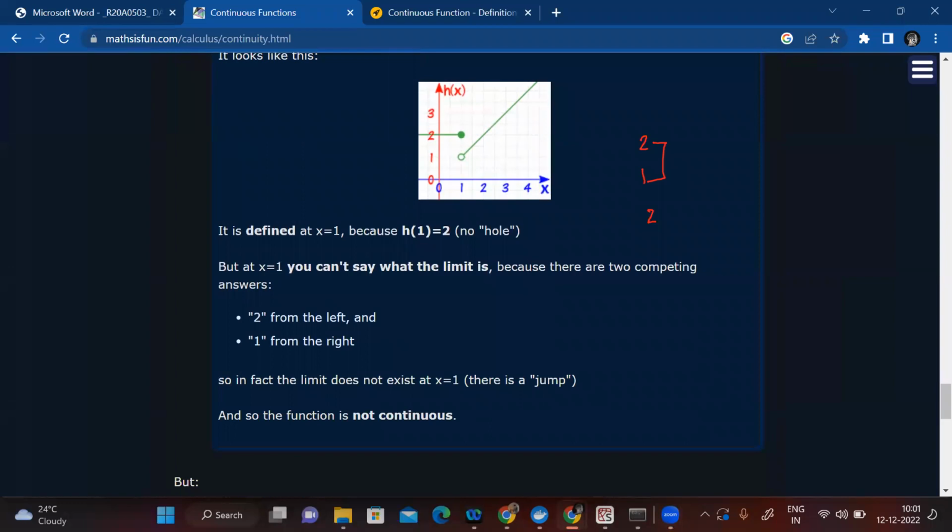That same thing is written here. From the left we are getting 2, from the right we are getting 1. So even the limit does not exist at x equal to 1. That means there is a jump. So this is not an example of a continuous function.